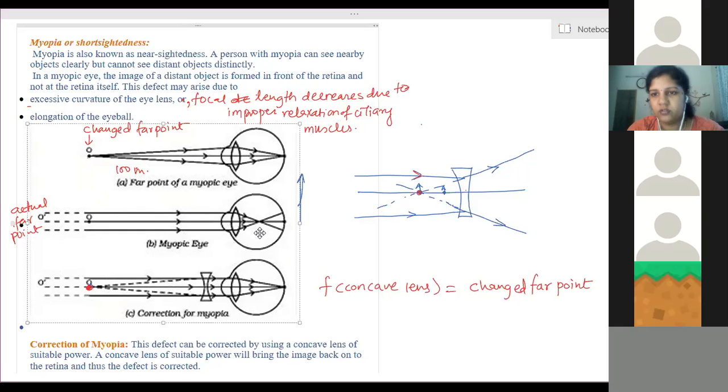Now, how to correct this problem? By wearing spectacles having concave lens. So the person has to wear spectacles having concave lens. What is the function of the concave lens? Any object present beyond this O, the light rays from that object, instead of falling on the eye lens, first fall on this spectacle. The spectacle, according to its property, will form the image of O dash at O. Clear?